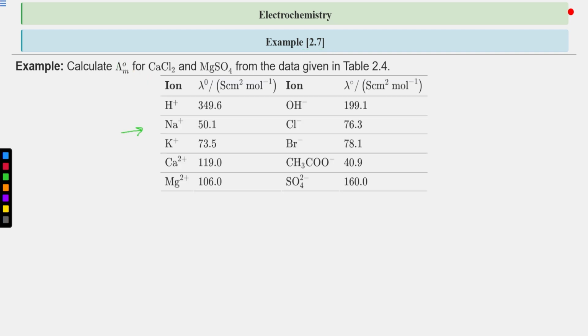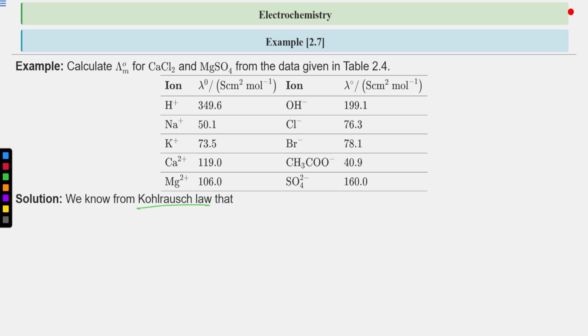So this is the table given. These are the ions with their respective lambda naught values: H positive, sodium positive, potassium positive, calcium 2 positive, and magnesium 2 positive. And similarly, OH negative, chlorine negative, bromine negative, acetate ion, and sulfate ion, and their respective lambda naught values. This is Table 2.4, and you have to calculate the limiting molar conductivity for calcium chloride and magnesium sulfate using this data given in this table.